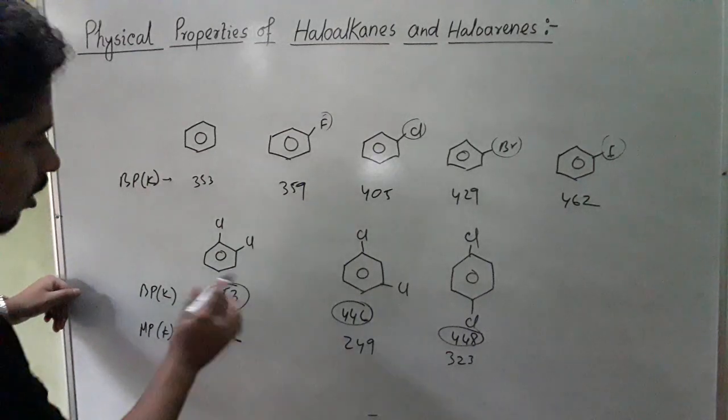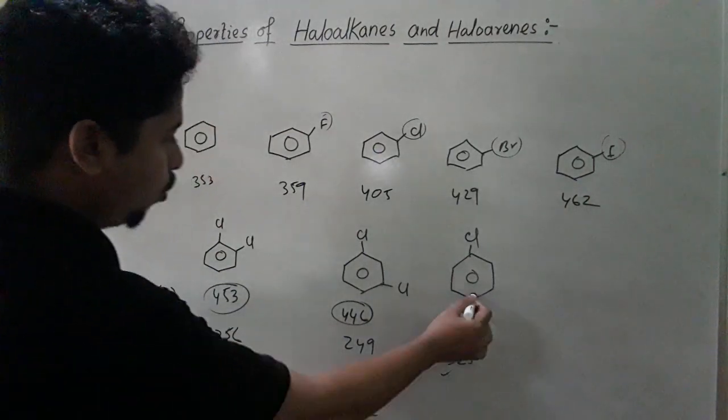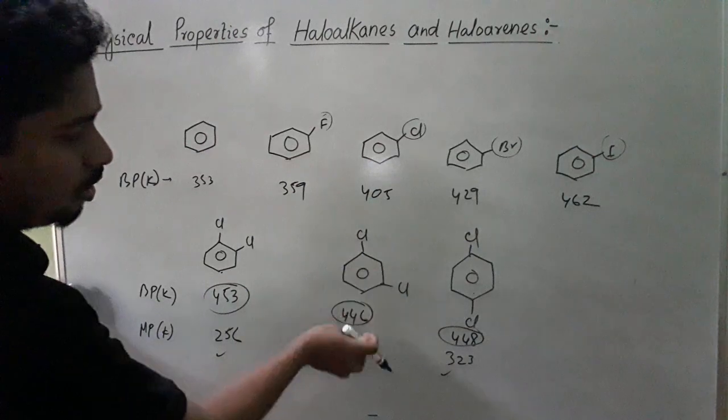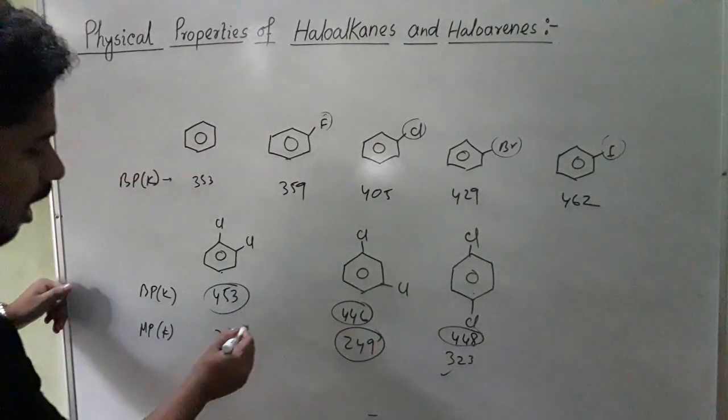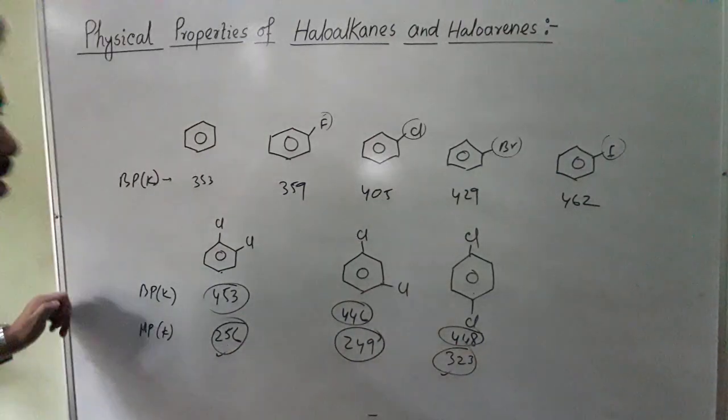So if you compare the ortho and para isomers, these are quite stable compared to the meta isomer. That's why the meta isomer's melting point is low, but the para will have a higher melting point value.